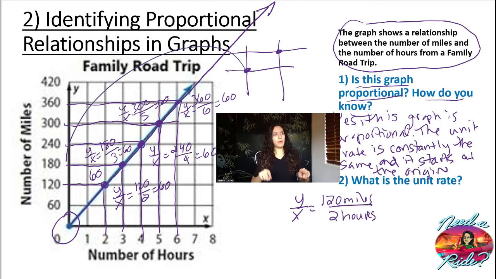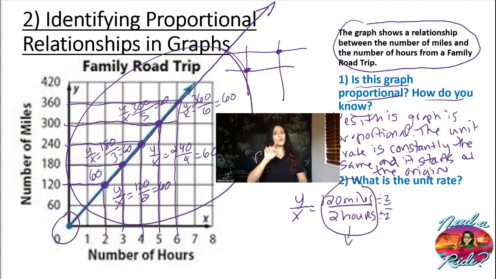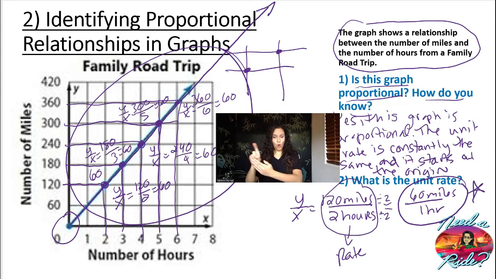Yes, you already did show a lot of work here, but that was really to determine if it was proportional or not. So then I would say, if I divide by 2, because right now this is my rate, remember, I have to make it into a unit rate. So then I will say 60 miles per 1 hour. Make sure you always label your units.